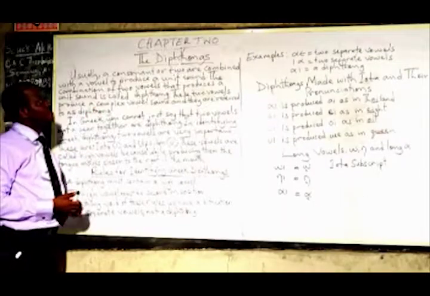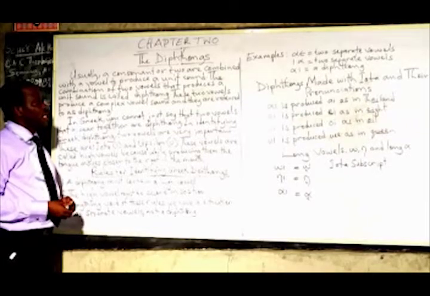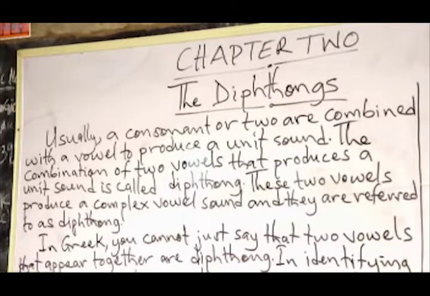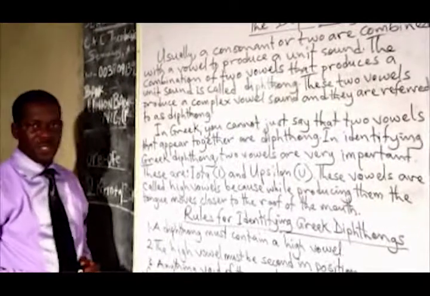Come to chapter 2 of the book. We are beginning with diphthongs. Usually, a consonant or two are combined with a vowel to produce a unique sound. The combination of two vowels that produces a unique sound is called a diphthong in any language. These two vowels produce a complex vowel sound, and they are referred to as a diphthong.